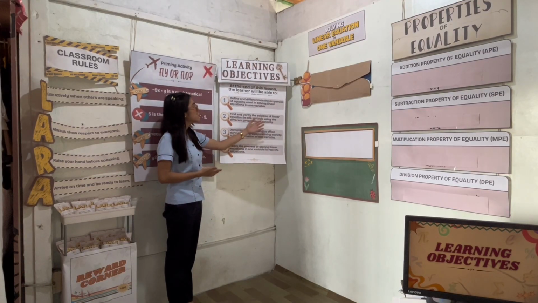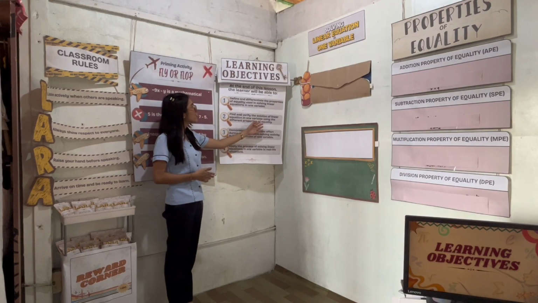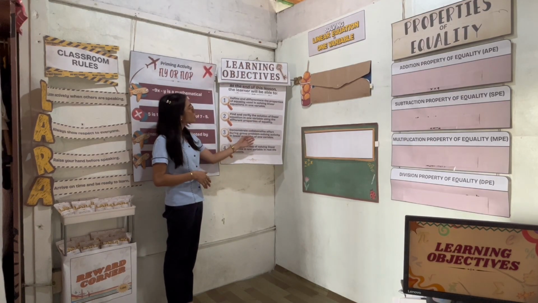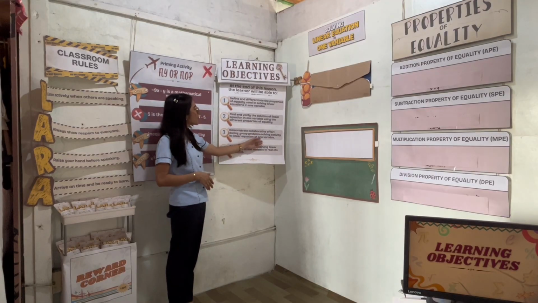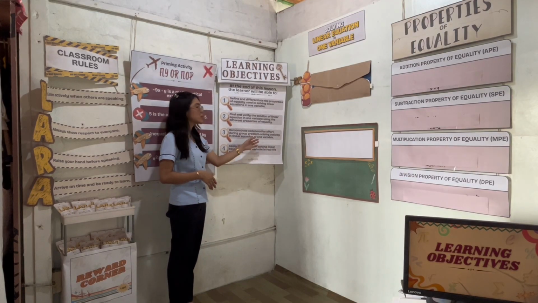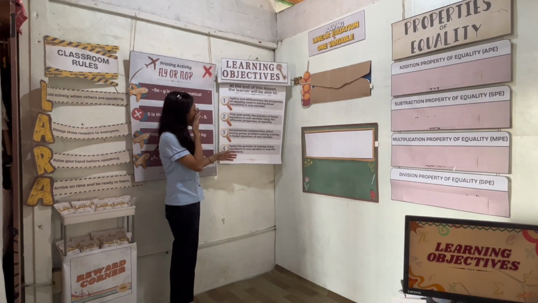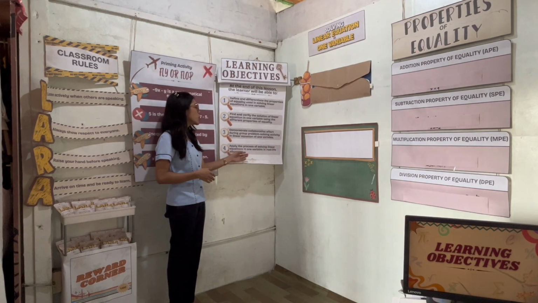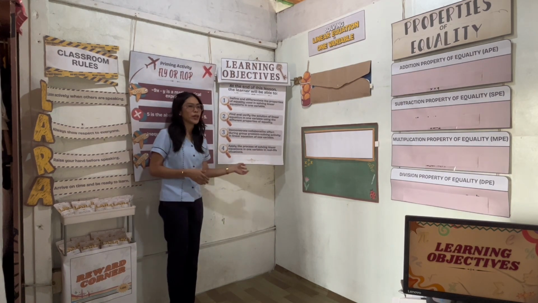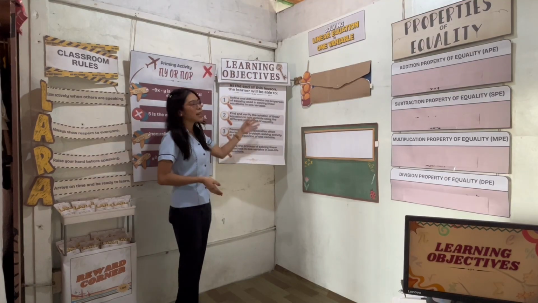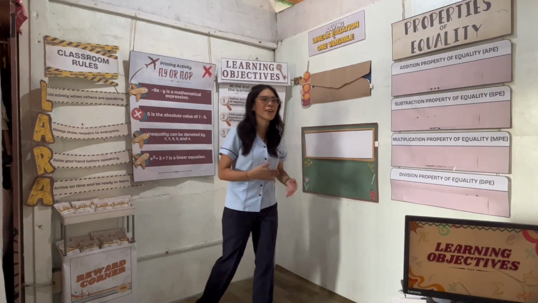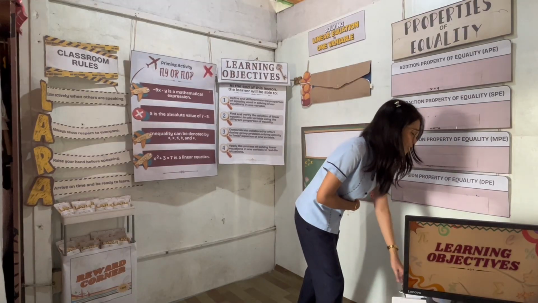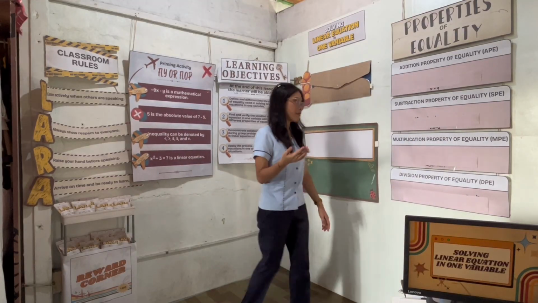Number two, find and verify the solution of linear equation in one variable using different properties of equality. Number three, demonstrate collaborative effort during group problem-solving activity in linear equation of one variable. And the last one is to apply the process of solving linear equations in one variable in real-life situations. Now, after reading our learning objectives, what do you think is our lesson for today? Very good. Our lesson is about solving linear equations in one variable.